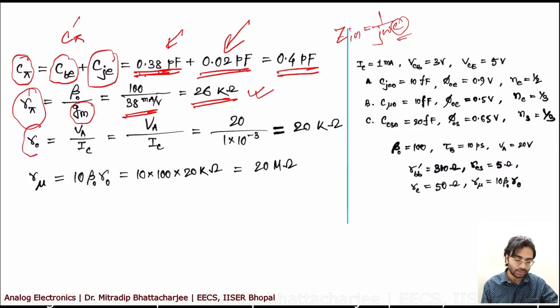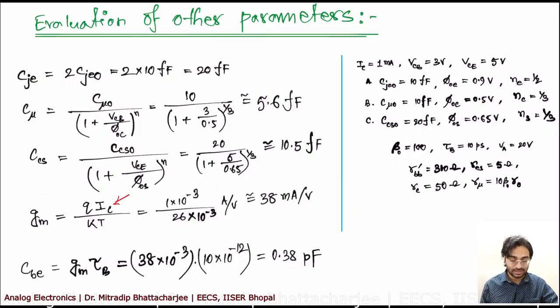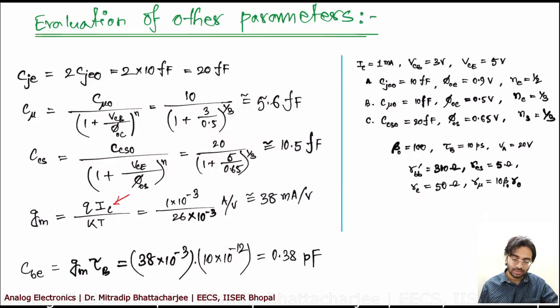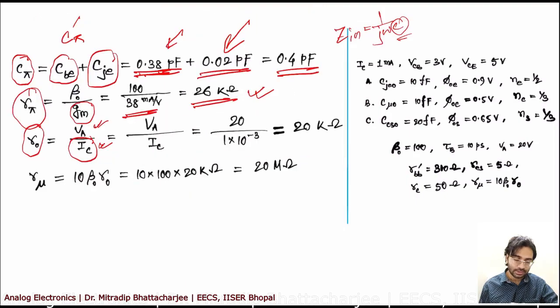Then you have output resistance. Output resistance is VA by IC. We already have calculated. See, here also IC is a factor. So both input and output resistance will depend on your biasing current. That is this one, where you are biasing. Okay, so it is important, your biasing current is important.